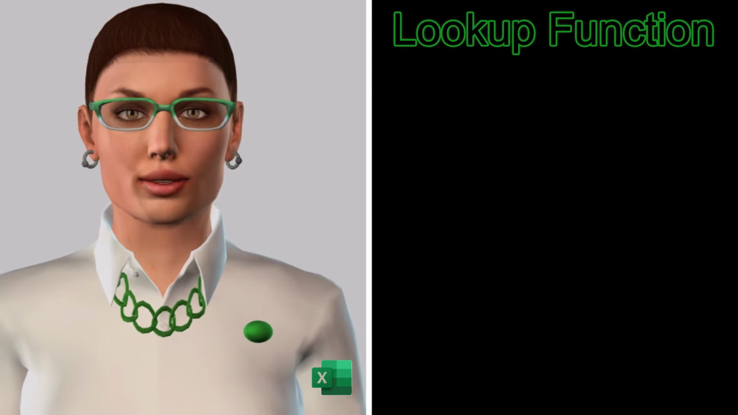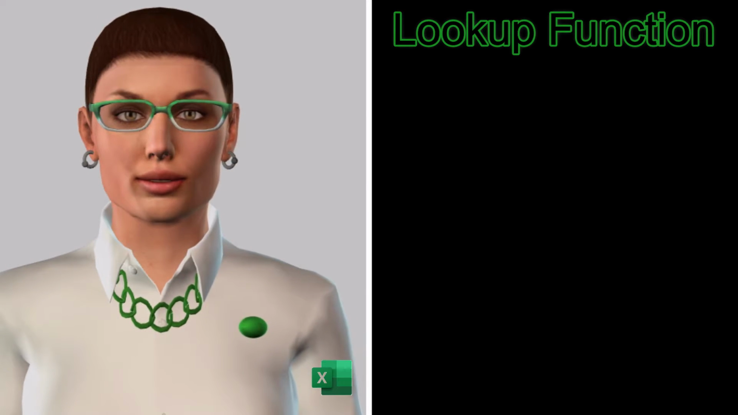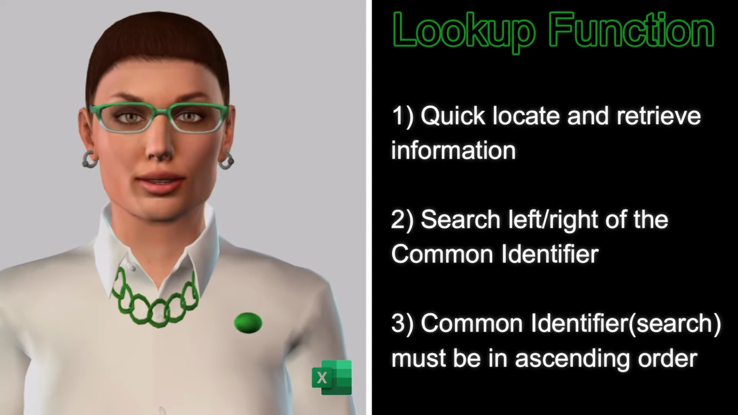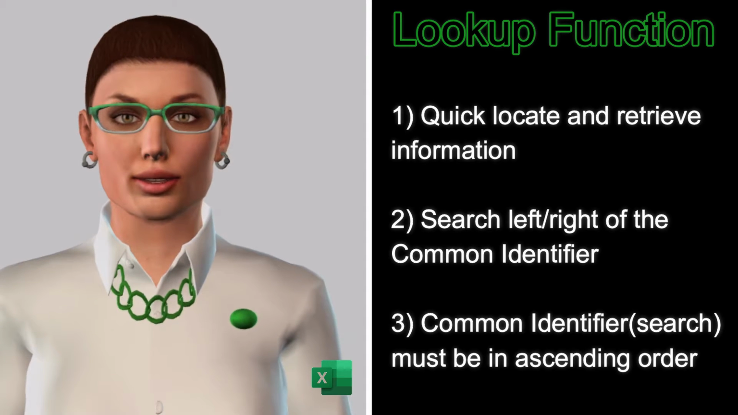Hello, and welcome to your lesson on the Lookup feature for Microsoft Excel. This feature is designed to help you quickly locate and retrieve information based on a common identifier between two sources. This feature can return the results from the left or the right of the common identifier. Please note, however, that the common identifier must be in ascending order to execute the search.